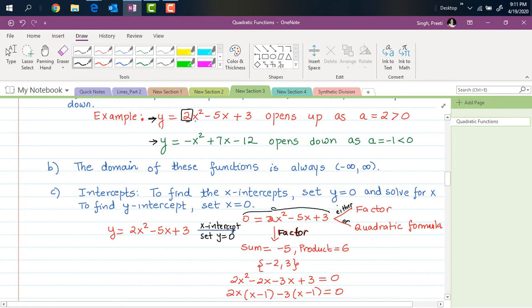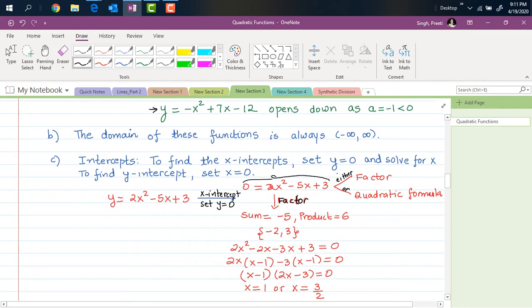I can factor here if I can find a pair of numbers whose sum is negative 5 and product is 6. In this case I can, because I have negative 2 and negative 3. You have learned before how to split the middle term: 2x squared minus 2x minus 3x plus 3. My factored form is x minus 1 and 2x minus 3. So x is 1 or x is 3 halves.